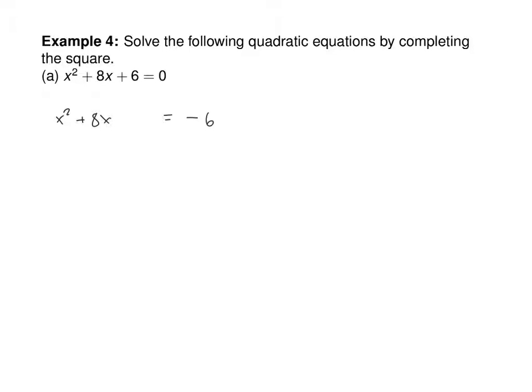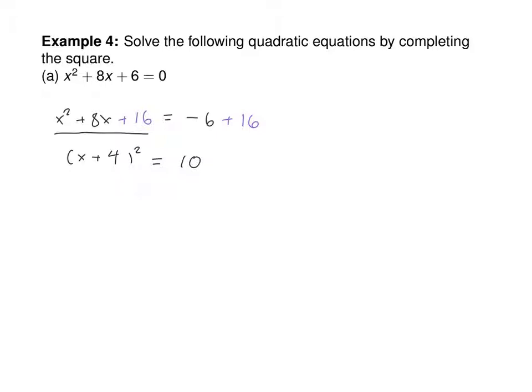Add 16 to the left, and because math is fair, you also add to the right. And that gives you, now the reason you do that is that this now factors into x plus what, squared? Just 4. x plus 4, squared. Does that make sense? 4 times 4 is 16, 4 plus 4 is 8. Equals 10.